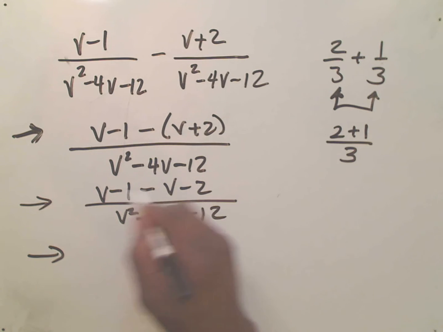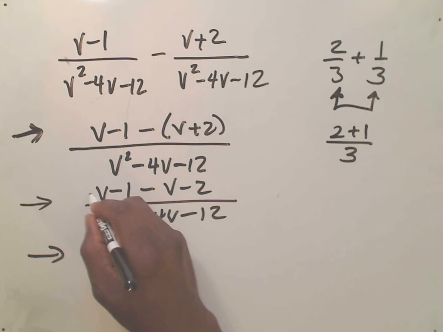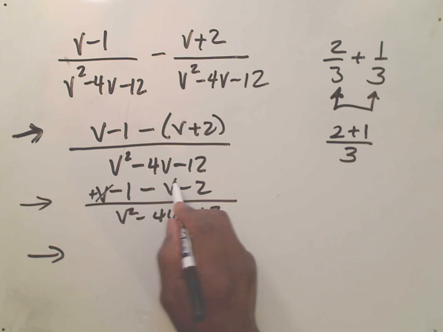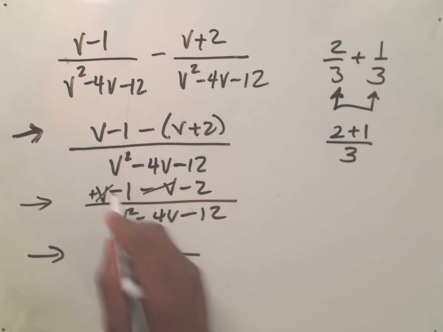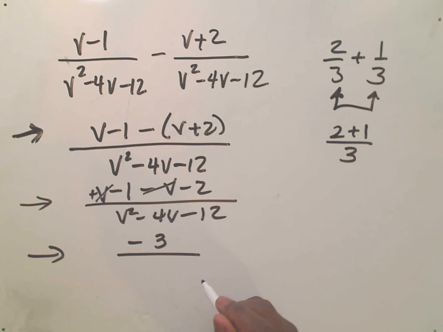And then these v's add to 0 because we basically have a positive v here and a negative v, and your result is -3, -1 plus -2, over v squared minus 4v minus 12. And that's your result.